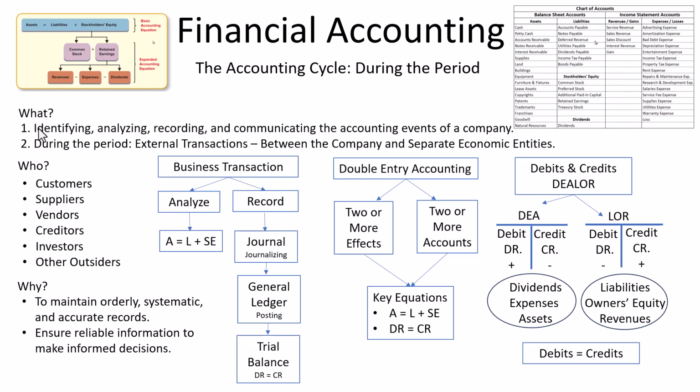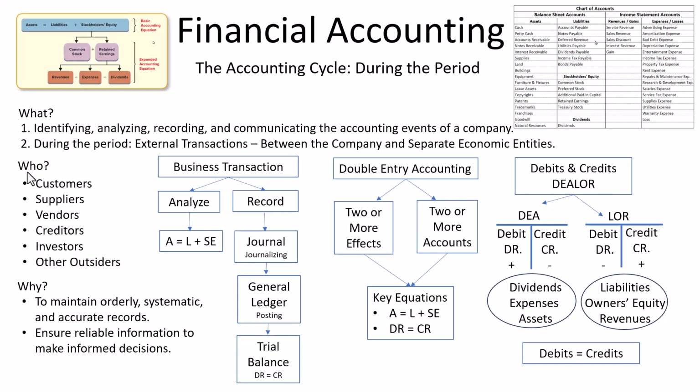During this class, the accounting cycle is studied in two parts. The first part deals with transactions occurring each and every day during the period. The period could be a day, a month, a quarter, or a full year. The transactions taking place are referred to as external transactions because they are between the company and a separate economic entity, like customers, suppliers, vendors, creditors, investors, and other outsiders.